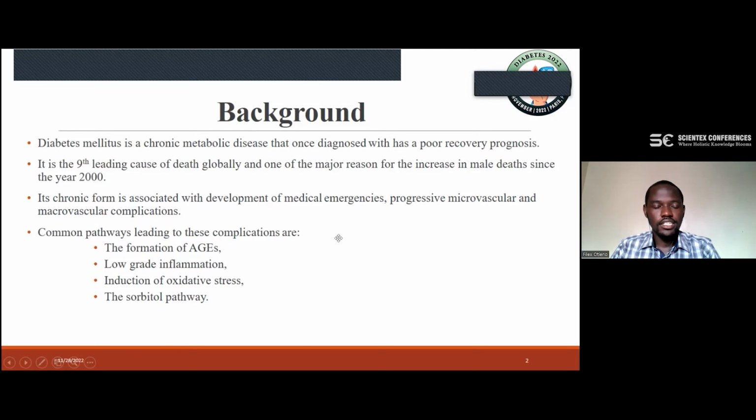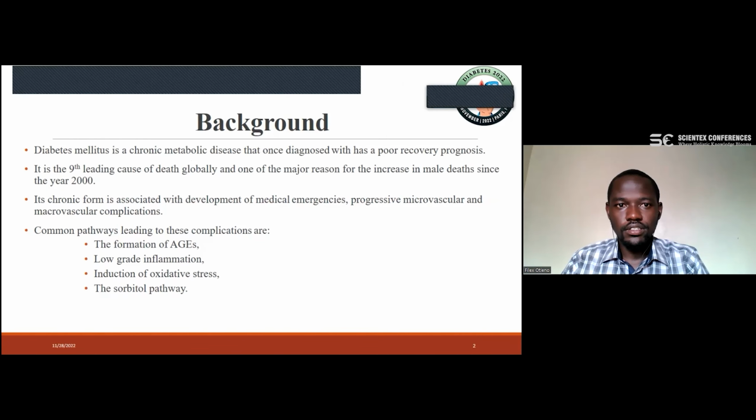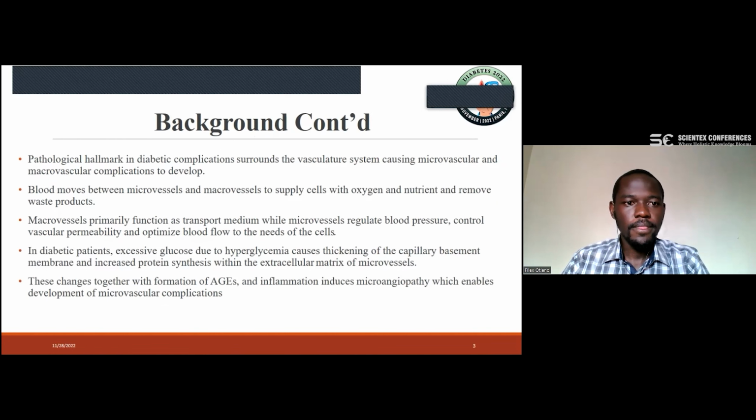So majorly this study was focusing on the sorbitol pathway, which is not a main contributory factor, but a very important one, since the substrate required is glucose, and in diabetes mellitus we have an excess of it. In the diabetic complications, the pathological hallmark usually surrounds the vascular system, both in neuropathy, nephropathy, and retinopathy.